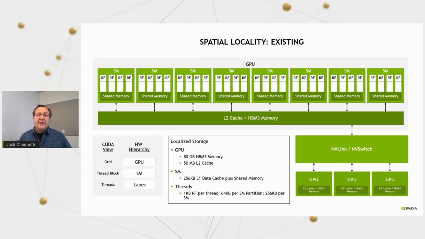The next level of locality that can be expressed is the thread block that is mapped onto the SM hardware hierarchy. Here, computation can take advantage of 256 kilobytes of SM localized storage in the L1 data cache plus shared memory. The smallest level of locality is threads. These are mapped onto hardware thread lanes. Here, computation takes advantage of thread local register file storage, up to 1 kilobyte per thread. This translates to 64 kilobytes per SM partition and 256 kilobytes per SM.